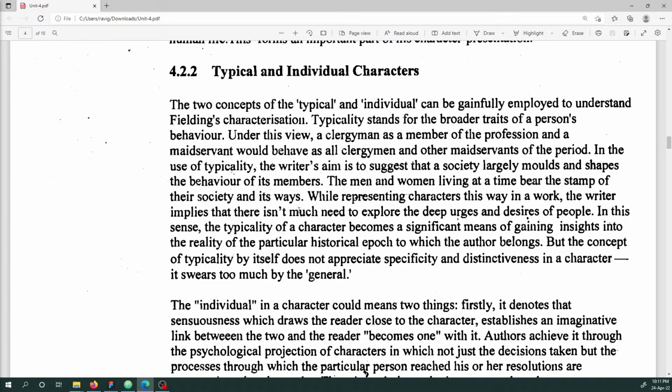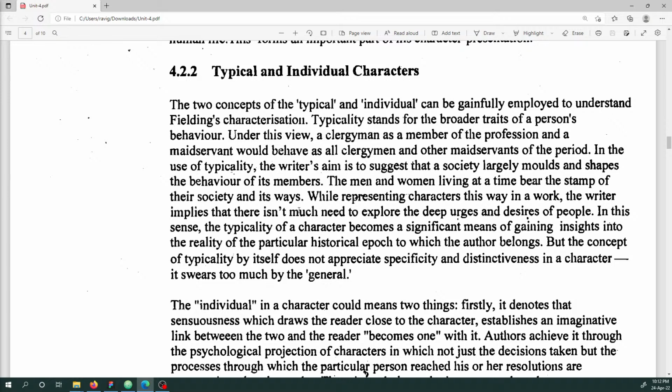Typicality stands for the broader traits of a person's behavior. Under this view, a clergyman as a member of the profession and a maidservant would behave as all clergymen and other maidservants of the period. In the use of typicality, the writer's aim is to suggest that a society largely molds and shapes the behavior of its members. The men and women living at the time bear the stamp of their society and its ways.